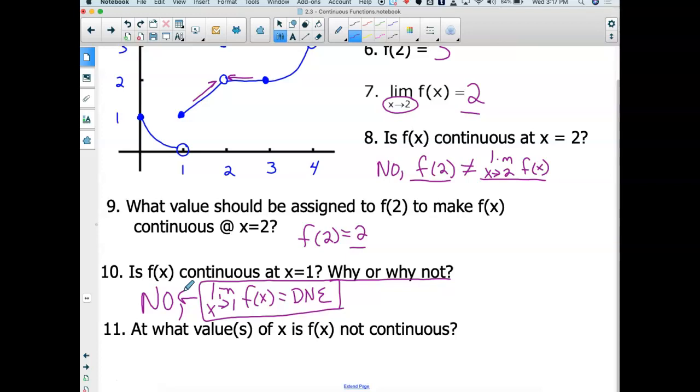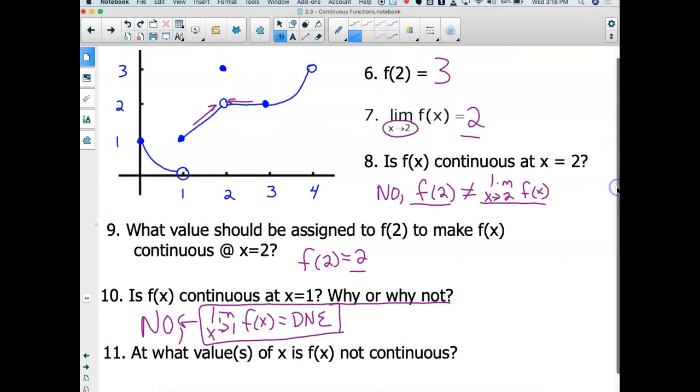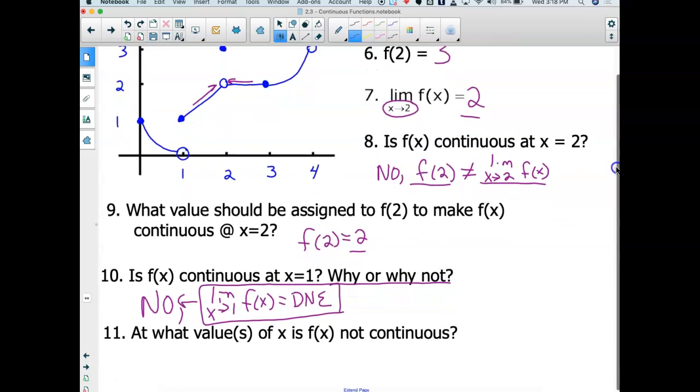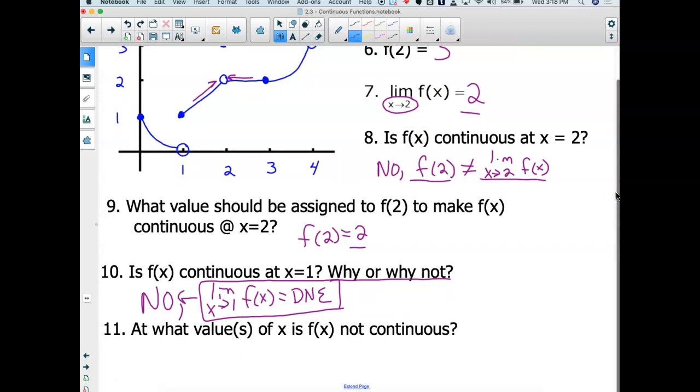At what values of x, 1 or 2, perfect AP question, is f of x not continuous? So let's take a little gander at that. Where is it not continuous? Why don't you answer the question for me? If you guys were here, we could do that. It is not continuous at 1, it's not continuous at 2, and it is also not continuous at 4. It is not continuous at x equals 1, 2, or 4, okay?